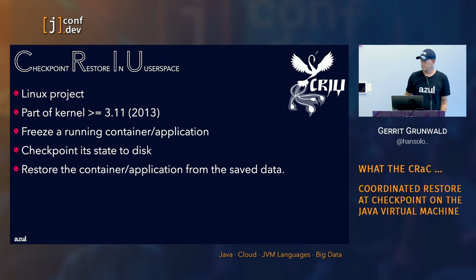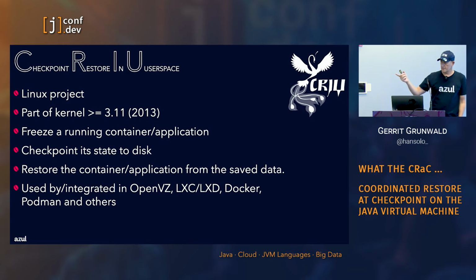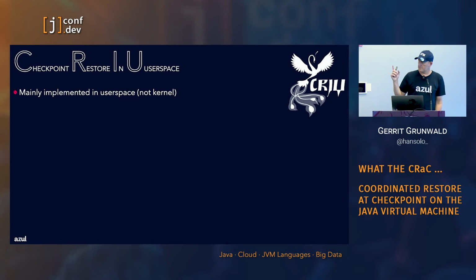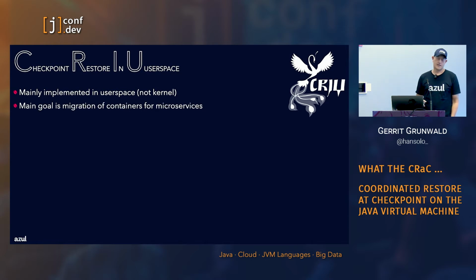This is the idea. And it's already integrated in OpenVZ, it's in Linux containers, in Docker, Podman, they all make use of it, right? Or it's possible to use it there. Okay. It's mainly implemented in user space. Oh, and I said it's only on Linux. So that means if you would like to use CRaC, you need to use Linux. So is someone running a production server on Windows here?